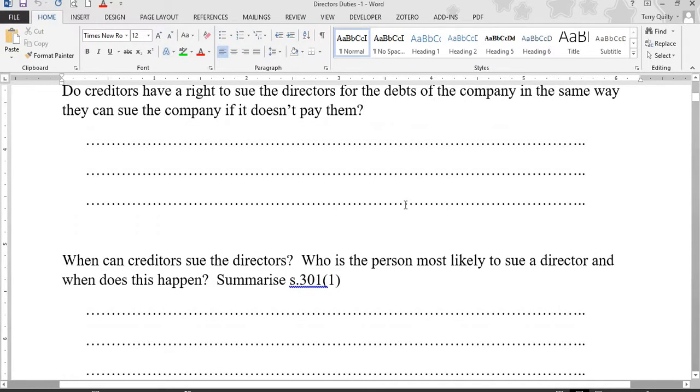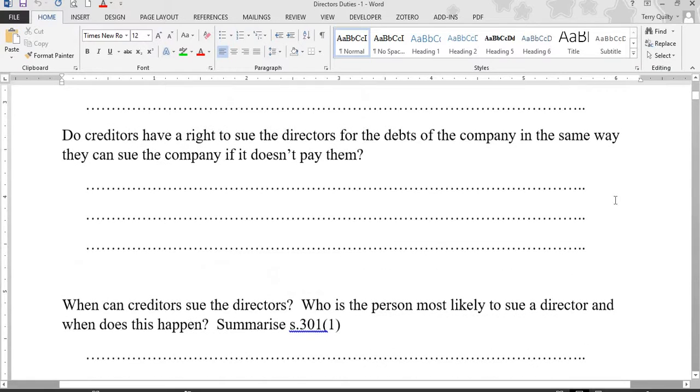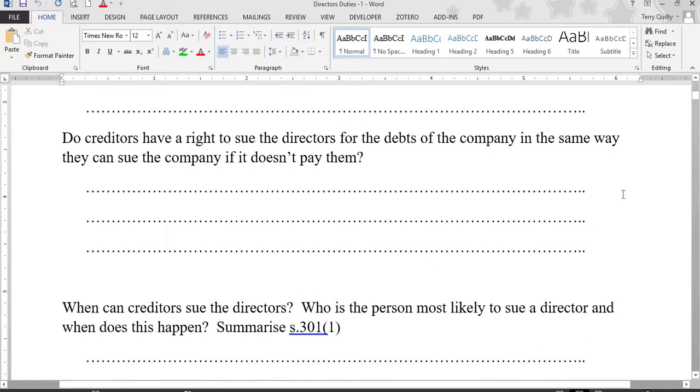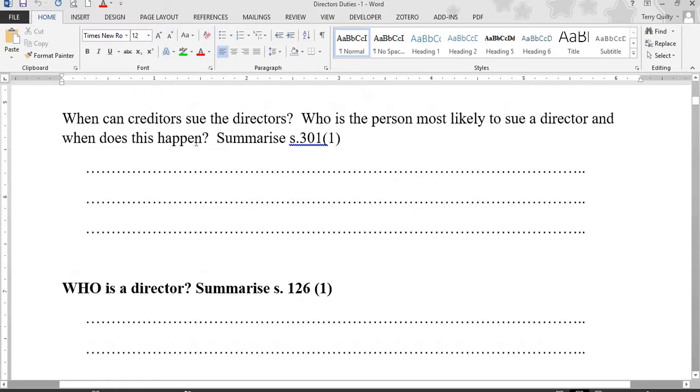Well, the company is an entity, so we sue the company. That leads us to the question of, if the company doesn't pay, can we sue the directors? And we've covered this. So you need to explain why it is that you can't go directly to the directors. In other words, you can't sue the directors automatically for the debts of the company. You have to go through a much longer process. When can creditors sue the directors?